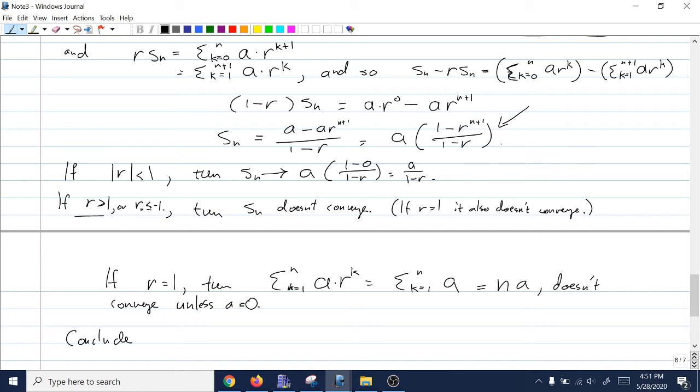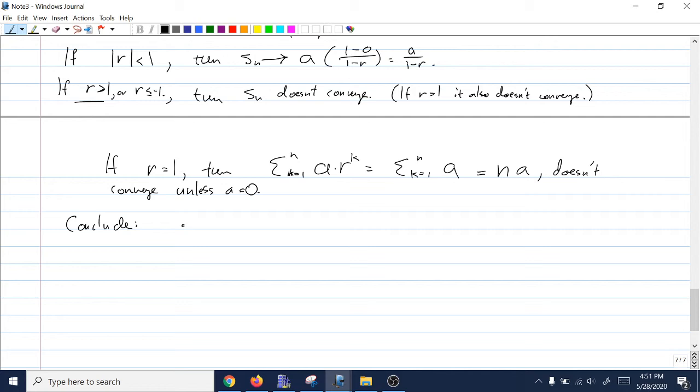If r is less than negative 1, same deal. Now it's alternating between big positive number and big negative number. It doesn't converge. If r equals negative 1, then this is negative 1 to the n. I have 1 minus 1, 1 minus negative 1, 1 minus 1, 1 minus negative 1. That sequence is 0, 2, 0, 2, 0, 2. That sequence, you do some epsilon stuff, doesn't converge. It's not getting closer and closer to something, unless a is 0. If a is 0, this thing always converges and life is easy.